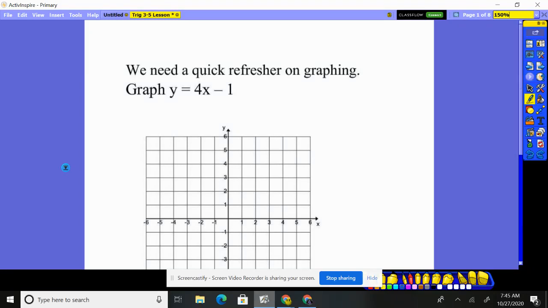Today, we want to take a look at graphing inequalities, but before we can do that, we need a refresher on how we graph things. So let's say we want to graph y equals 4x minus 1.